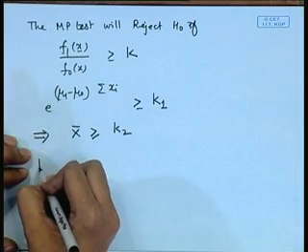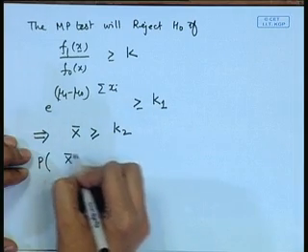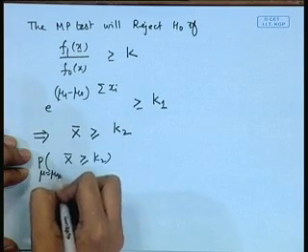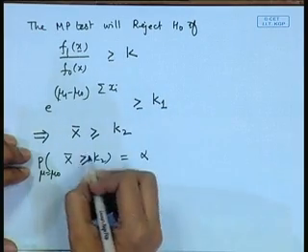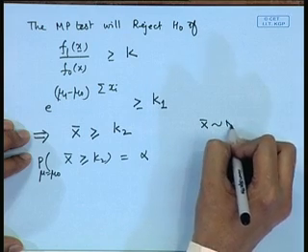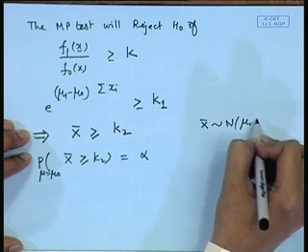So, if we write here probability of x bar greater than or equal to k2 when mu is equal to mu naught, this is equal to alpha, then we observe the distribution here. So, the distribution of x bar here is normal mu by 1 by n.